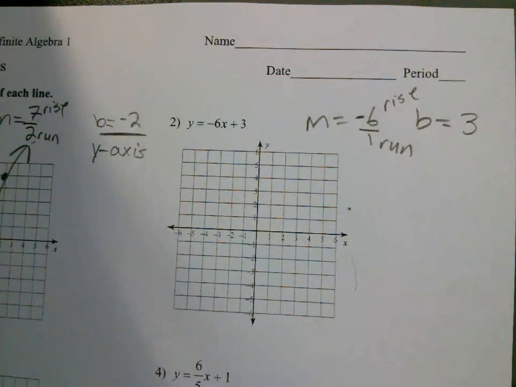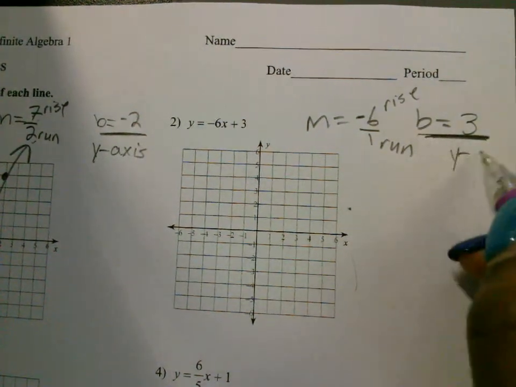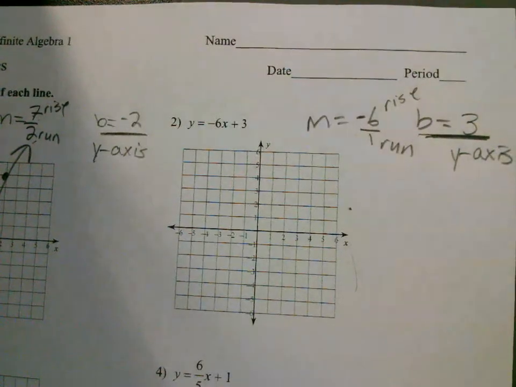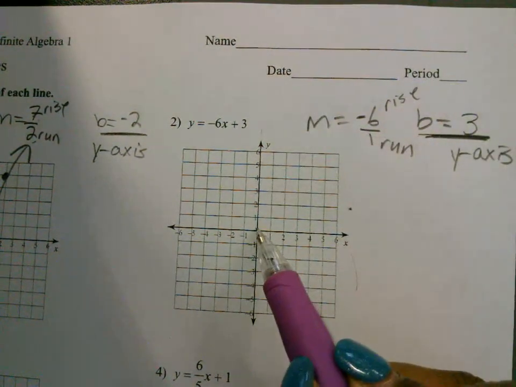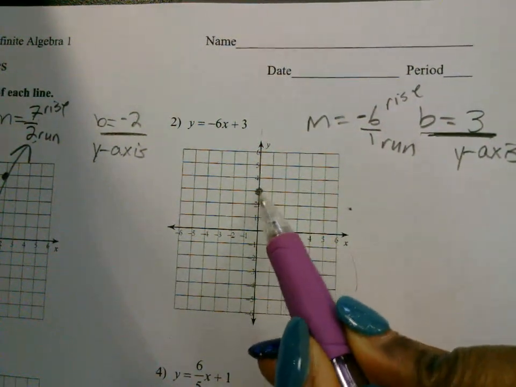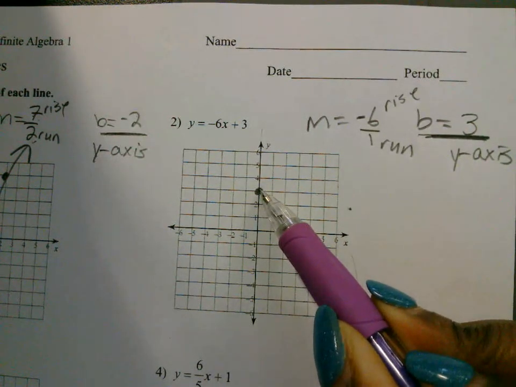Are you okay with that? Are you okay? So we're going to graph. You're going to find B, 3, on the y-axis. You good? So let's graph 3 on the y-axis. +3 on the y-axis is right here. Are you okay? Are you sure? Okay.